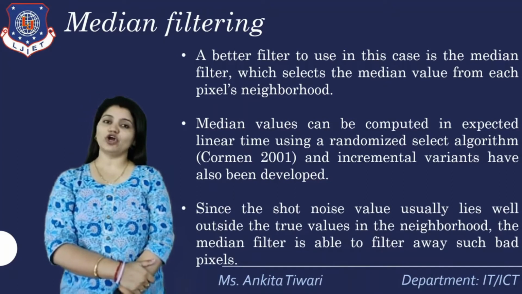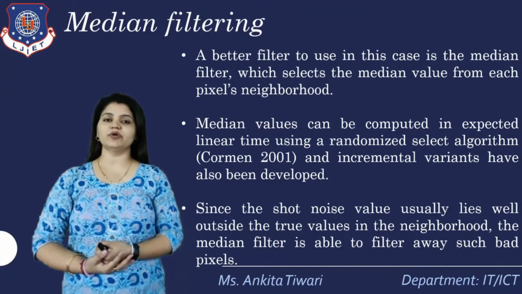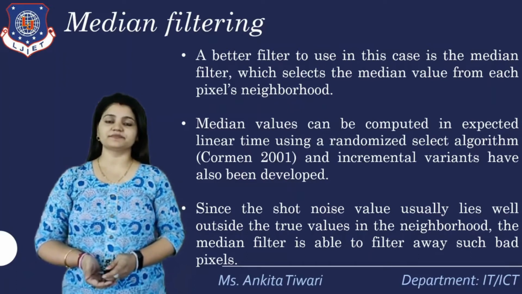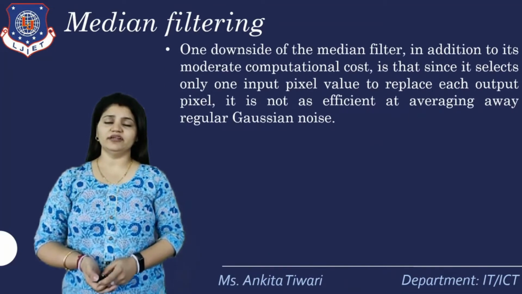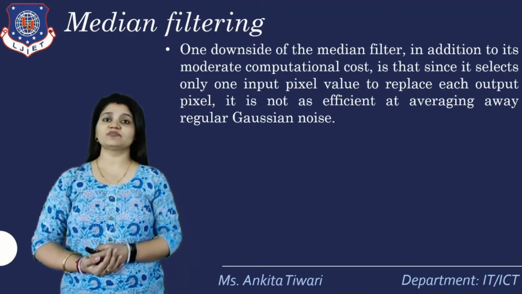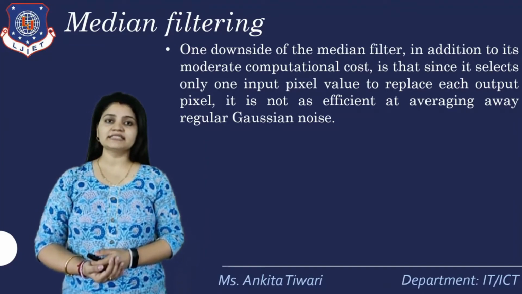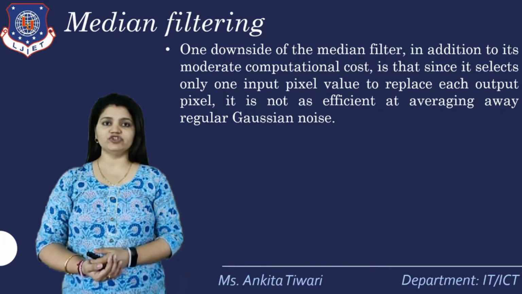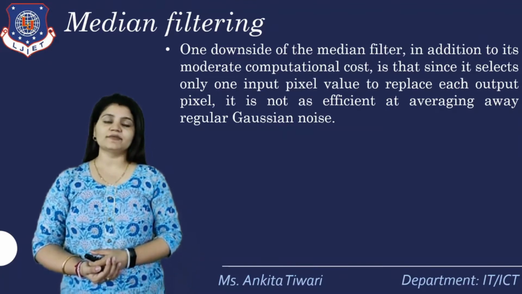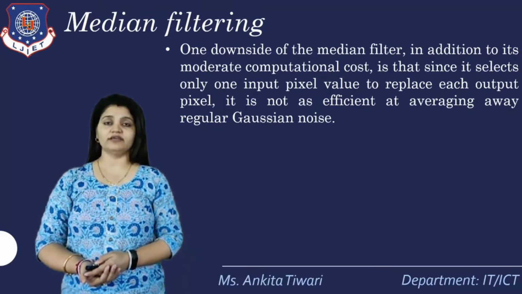Since the shot noise value usually lies well outside the true values in the neighborhood, the median filter is able to filter away such bad pixels. One downside of the median filter, in addition to its moderate computational cost, is that since it selects only one input pixel value to replace each output pixel, it is not as efficient at averaging away regular Gaussian noise.